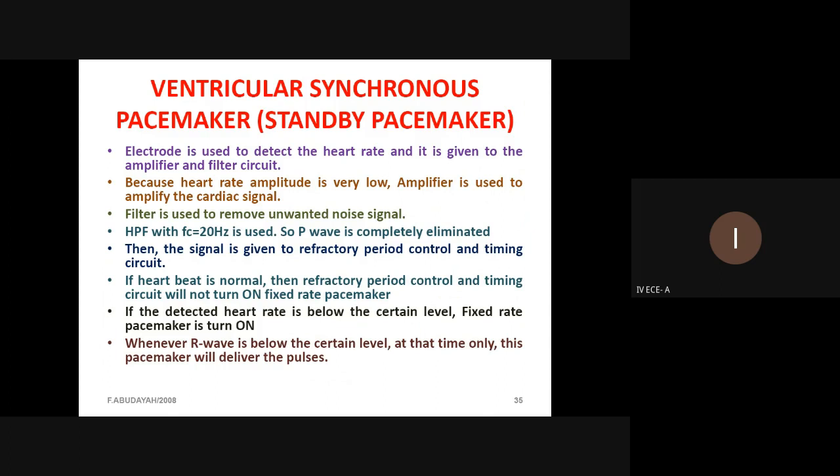The filter is used to remove unwanted noise signals. A high pass filter with fc equal to 20 Hz is used, so the P wave is completely eliminated. Then the signal is given to the refractory period control and timing circuit. If the heartbeat is normal, then the refractory period control and timing circuit will not turn on the fixed rate pacemaker. If the detected heart rate is below a certain level, the fixed rate pacemaker is turned on. Whenever the R wave is below a certain level, only then will this pacemaker deliver the pulses.